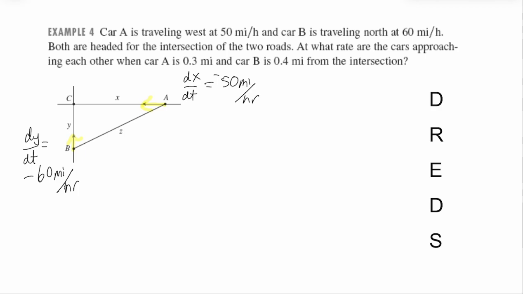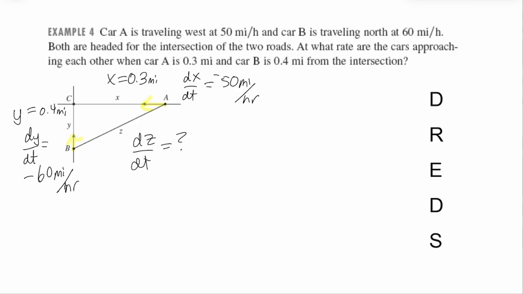So now it says, at what rate are the cars approaching each other? Think about the fact that the distance between them would keep getting smaller and smaller. That distance between them is your hypotenuse, so we are going to label that z. And we want to know at what rate they are approaching each other when car A is 0.3 miles from the intersection and car B is 0.4 miles to the intersection.